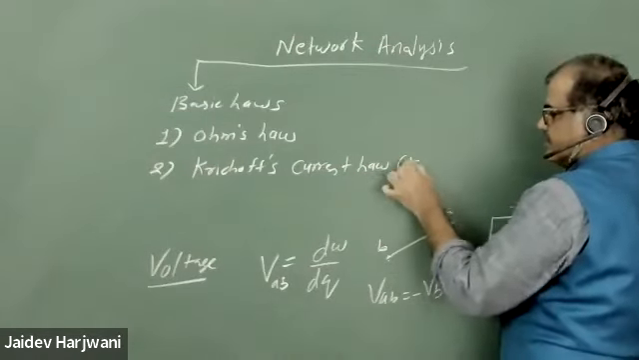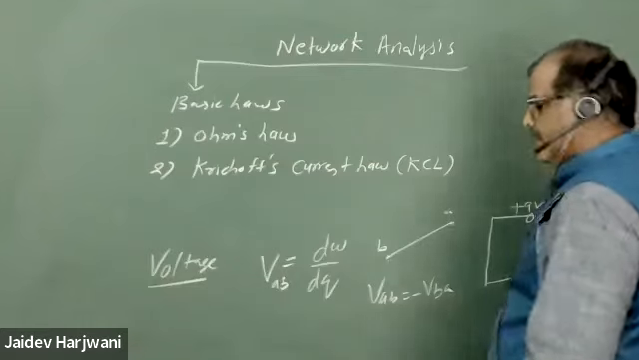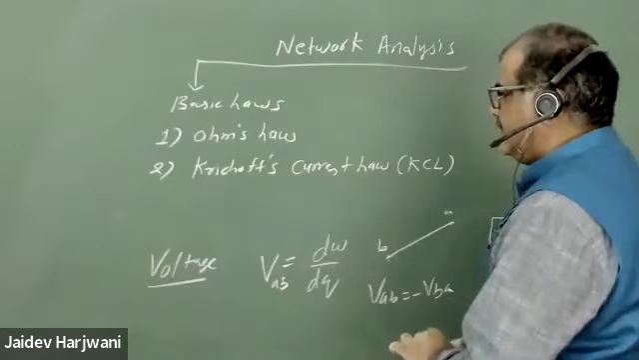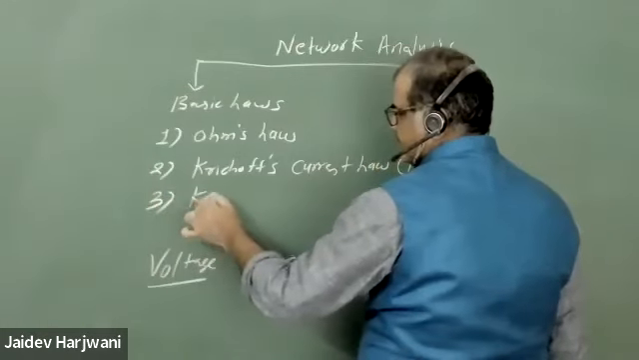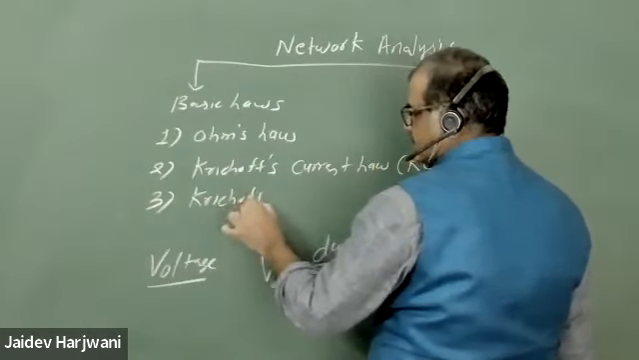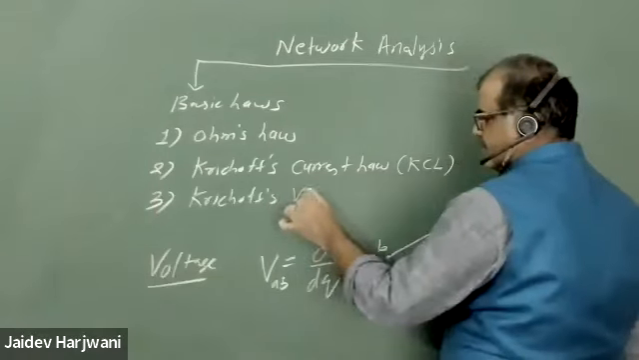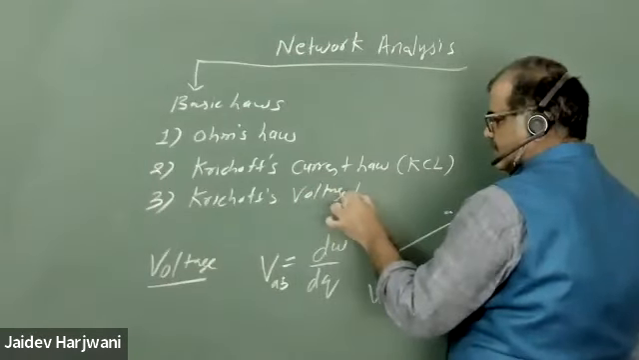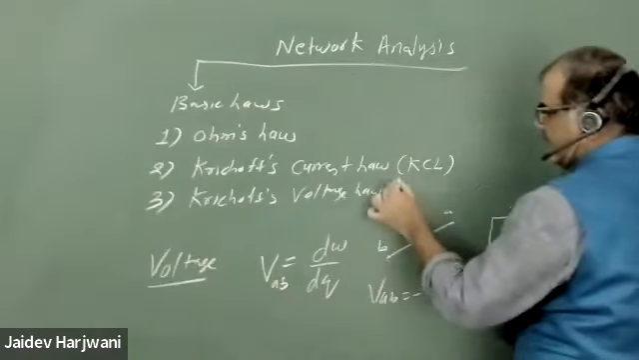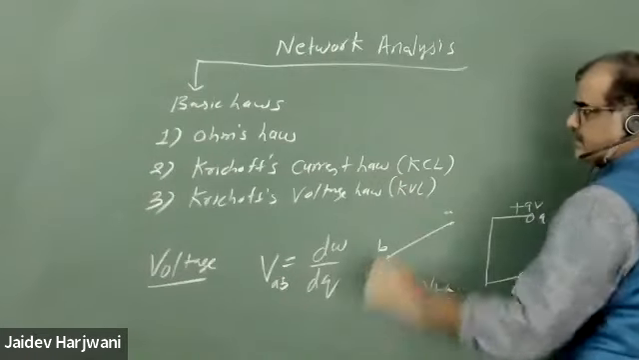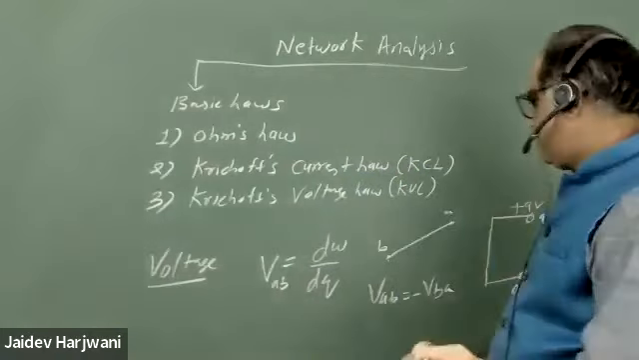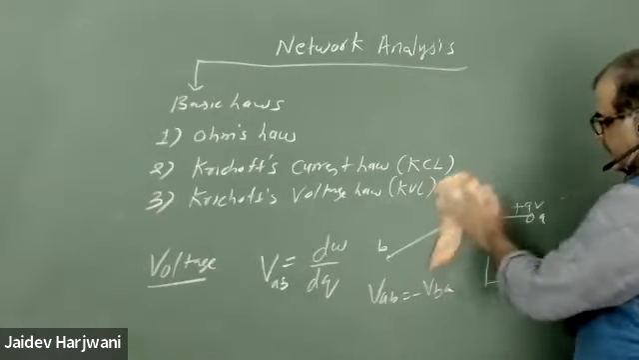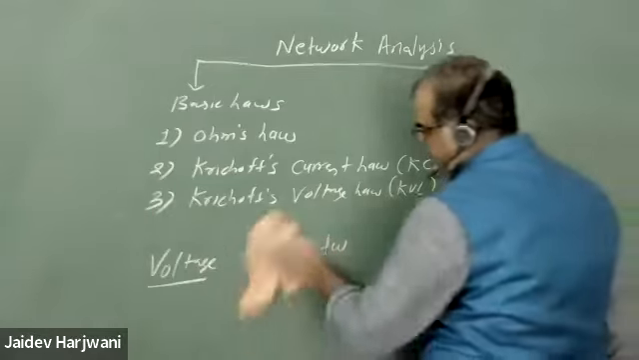This is called KCL. And the number 3 is Kirchhoff's voltage law. That is called KVL. These are the basic laws. By using these basic laws, we can try to solve a circuit if it is possible quickly.